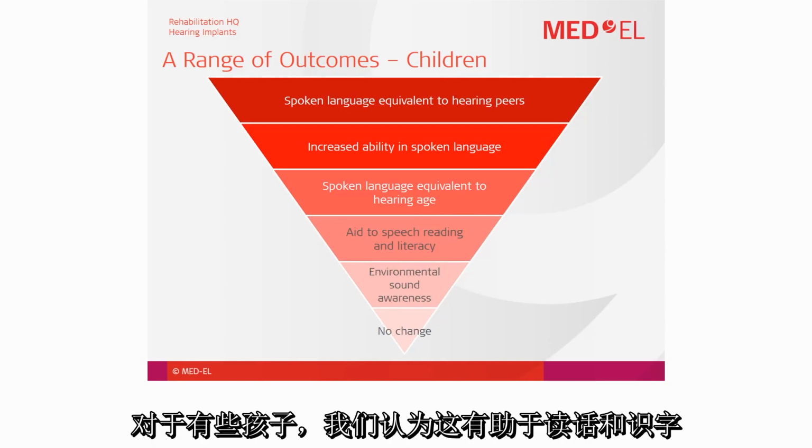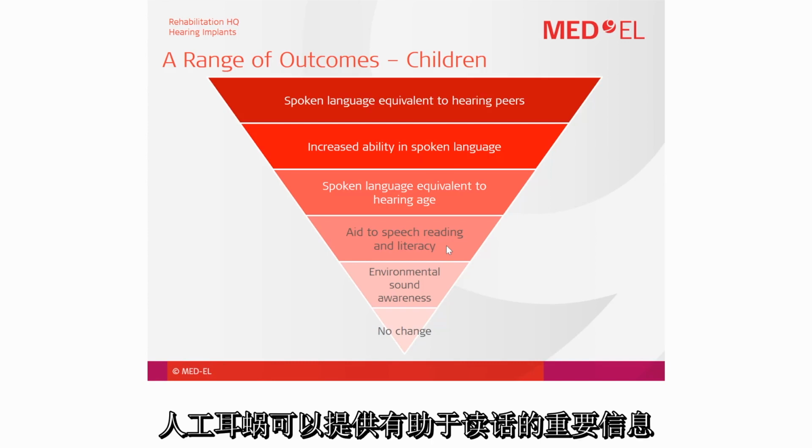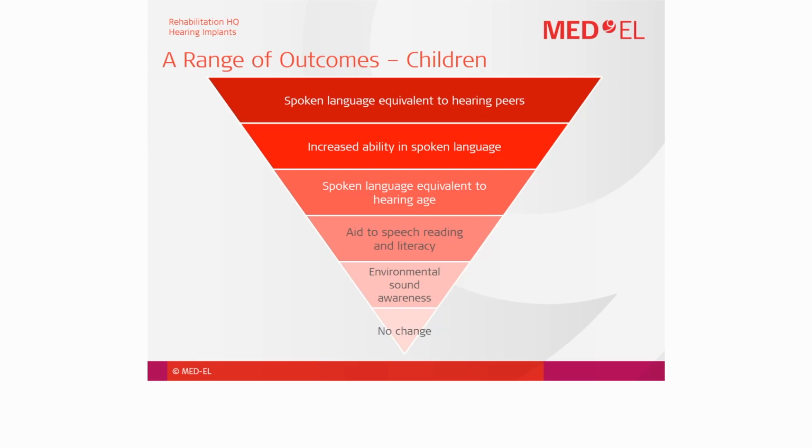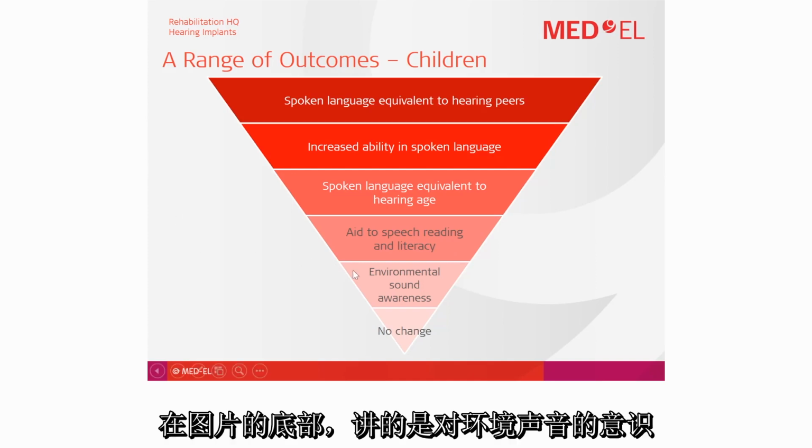For some children, we see this as an aid to speech reading and literacy. So by speech reading, I mean the lip reading pieces and the reading of the body. So a cochlear implant can give great information that can assist in speech reading. In literacy development, we know that access to spoken language, access to the sound of spoken language can improve literacy outcomes. Now you'll see down here towards the bottom of this graphic, we talk about environmental sound awareness.